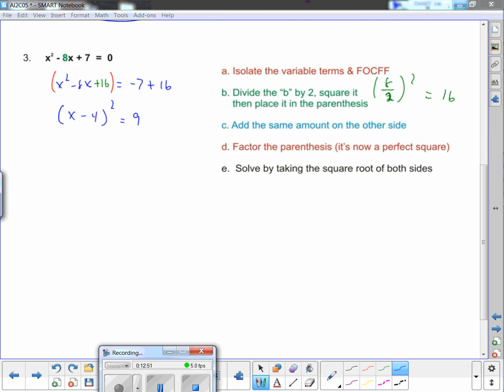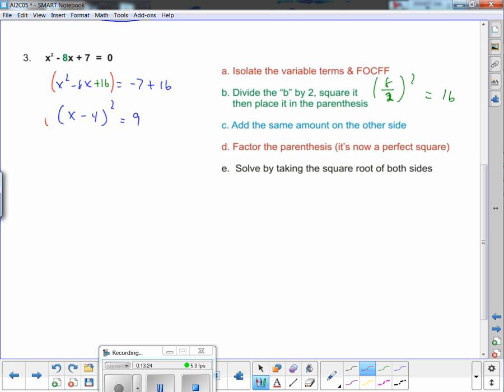Doesn't really matter if it's positive 8 or negative 8, because once you square, it's going to be positive anyhow. So 8 divided by 2 is 4. 4 squared is 16. Add a 16 on the left, and therefore add a 16 to the right. And you should have gotten x minus 4 quantity squared equals 9. How many got that? Okay. And if you didn't, just take note of what messed you up there. Okay, so again, we need to finish, right? Any questions so far on that part?